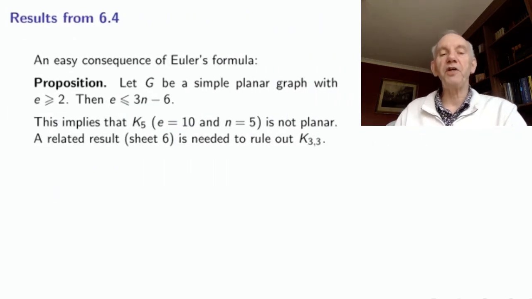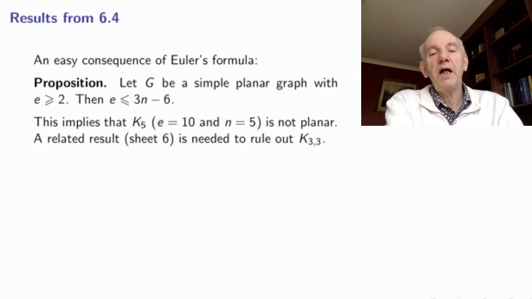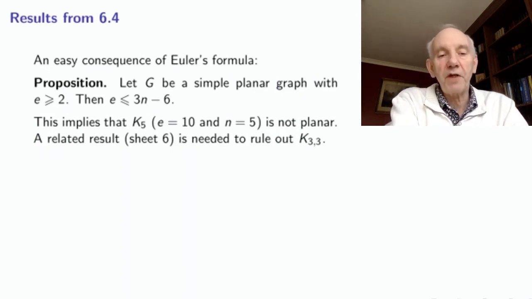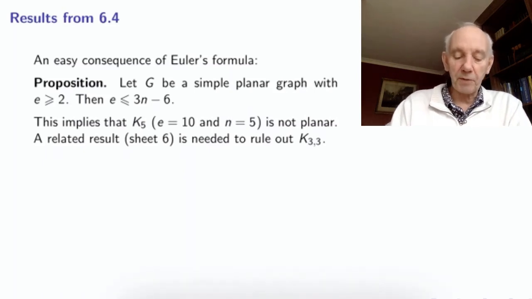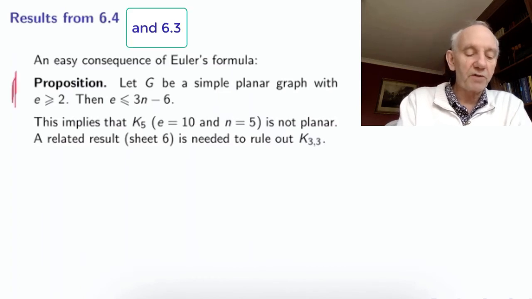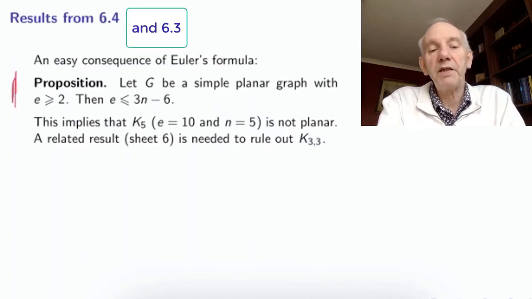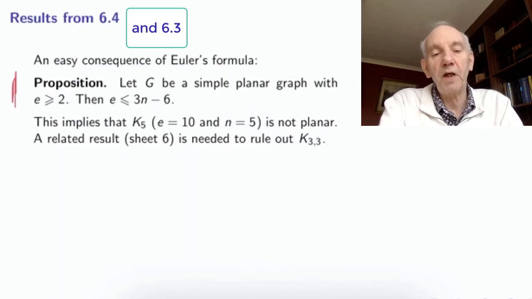Now, I just want to finish with 2 facts. And to be honest, I'm jumping forward here to 6.4. There isn't an awful lot in 6.4 in the notes which you need to read, but this first proposition is extremely important. And I'm not giving the proof here today, but you can easily look at the proof in the notes. And it's just a consequence of Euler's formula.